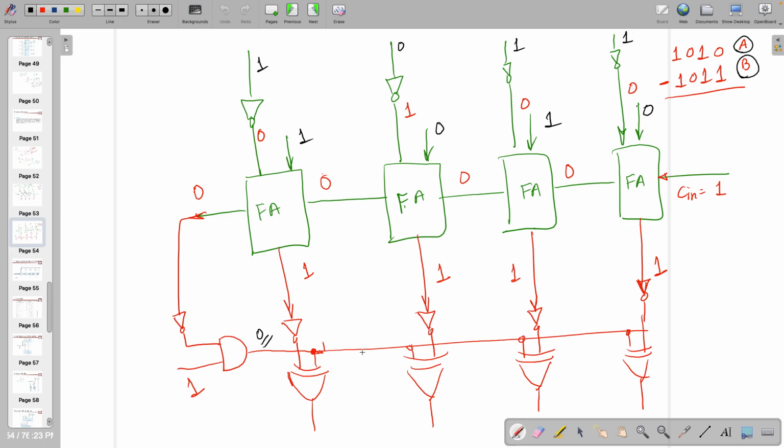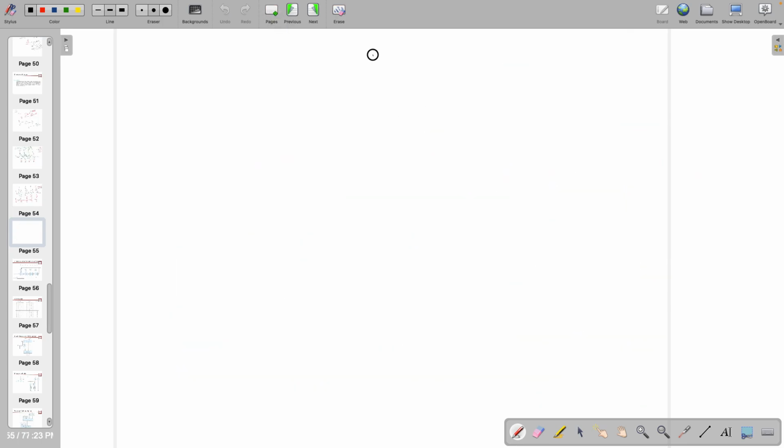Which one 0? So if it is overflowing, right? If it is 1, then there is no problem. Okay, so let's look at this procedure one more time.